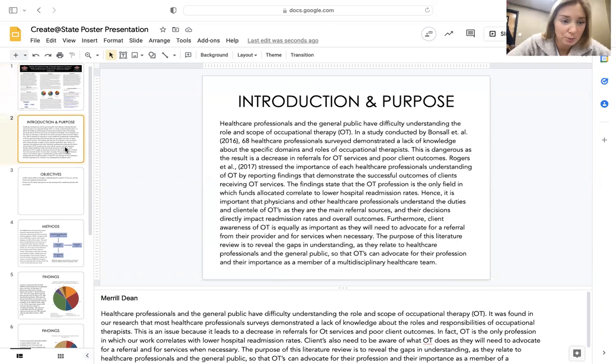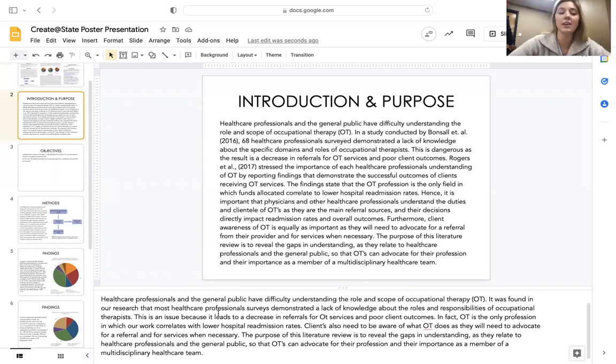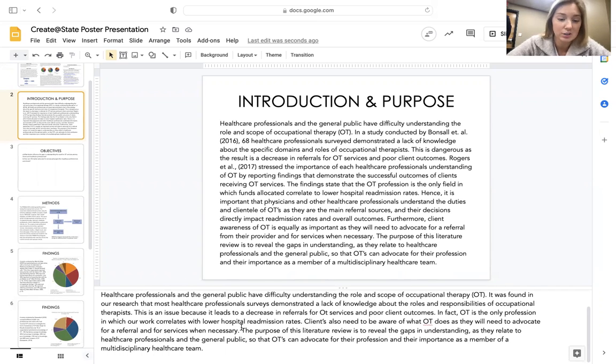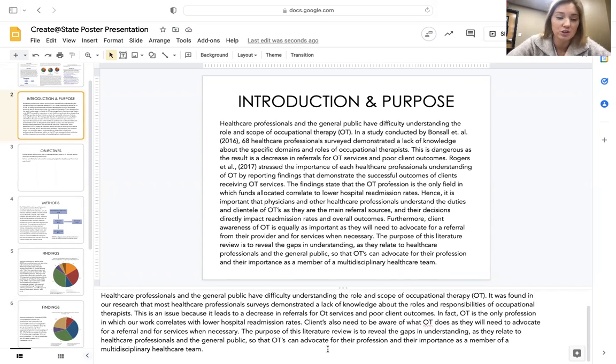So first we're going to talk about the introduction and purpose. Healthcare professionals and the general public have difficulty understanding the role and scope of occupational therapy. It was found in our research that most healthcare professionals surveyed demonstrate a lack of knowledge about the roles and responsibilities of occupational therapists. This can be an issue because it leads to a decrease in referrals for OT services and poor client outcomes. In fact, OT is the only profession in which our work correlates with lower hospital readmission rates.